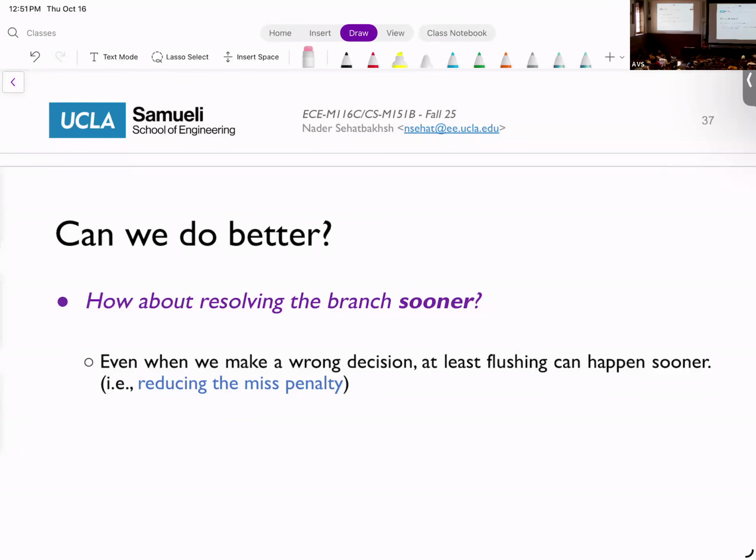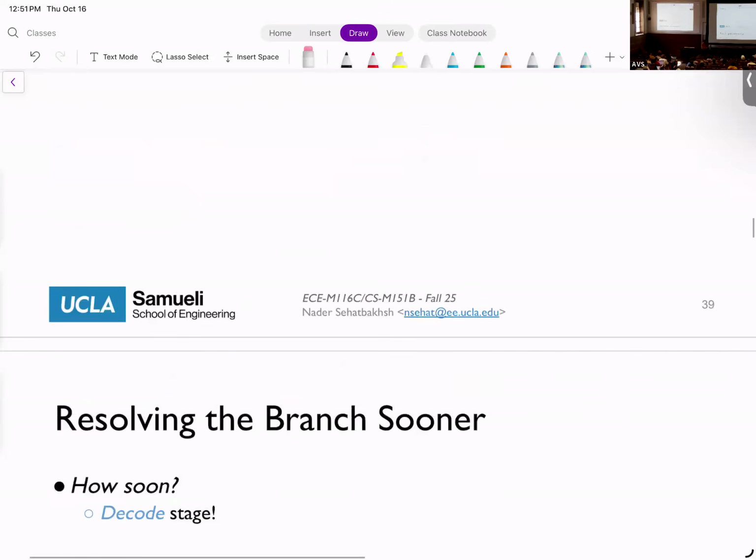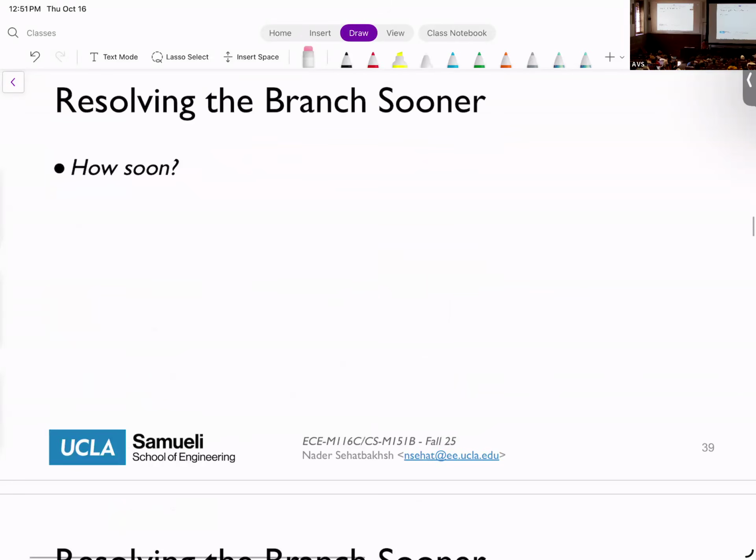Okay, so how can we make the branch miss penalty less? We can do this by basically resolving the branch sooner. Going back to the question that we had, remember the 3 W's, right? We know whether this is a branch or not, where it goes, and whether it's taken or not, right?